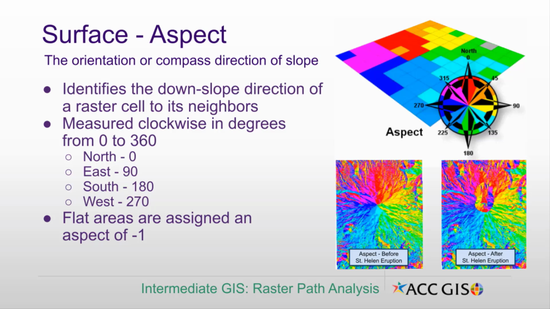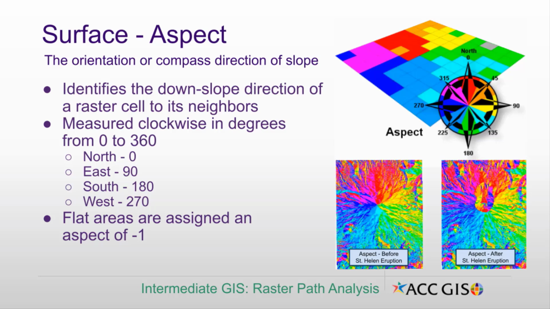You can use a digital elevation model and the aspect geoprocessing tool to calculate the orientation or compass direction of slope. And that is where you're identifying the downslope direction of a raster cell to its neighbors. And you can imagine if you're standing on a slope and your chest is facing downhill, that is your aspect. And it's measured clockwise in degrees from 0 to 360.